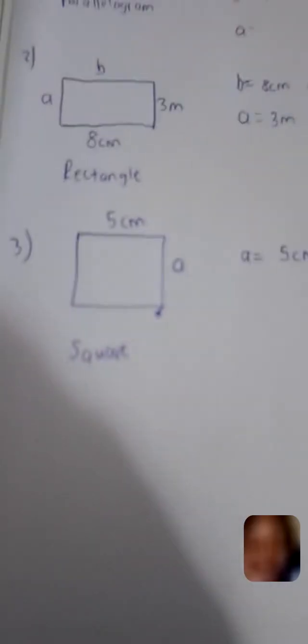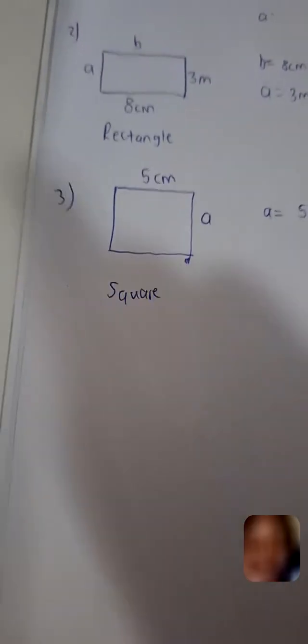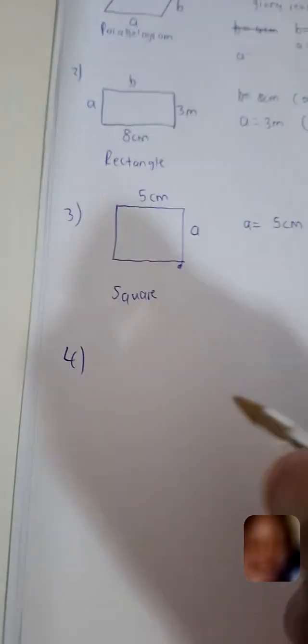Okay. Please align your visual aid. You are blurry. I can't see you properly. Thank you. Okay. Next, 4.